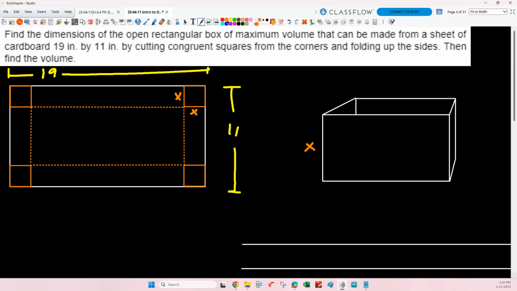What's this distance down here going to be then? 19 minus 2x. Yeah, that's just going to be the distance from here over to here, right? Which is just the total distance, 19, minus 2 of those x's, right? So 19 minus 2x, and then this distance, just 11 minus 2x, right?